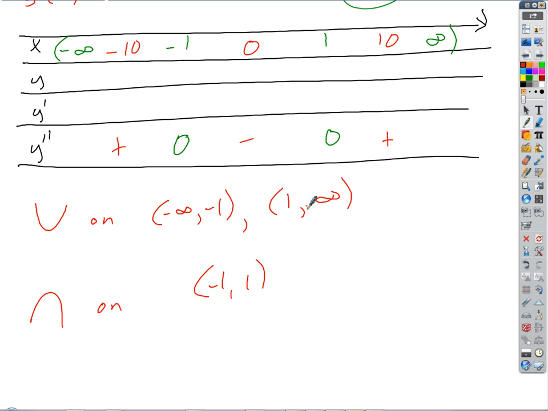But isn't that saying that it can only be concave on this one or this one? The second derivative is positive when x is less than negative 1 or greater than 1. That's an or statement. The second derivative is negative, so it's concave down when x is greater than negative 1 and less than 1. It's bounded on both ends, right?